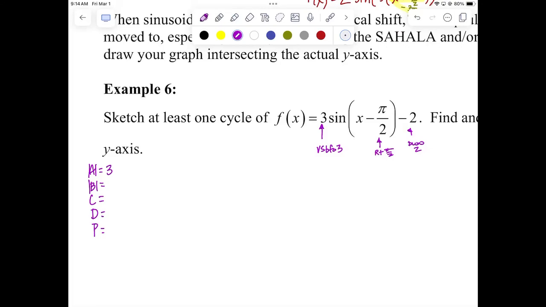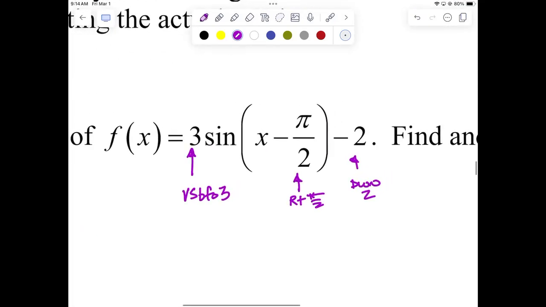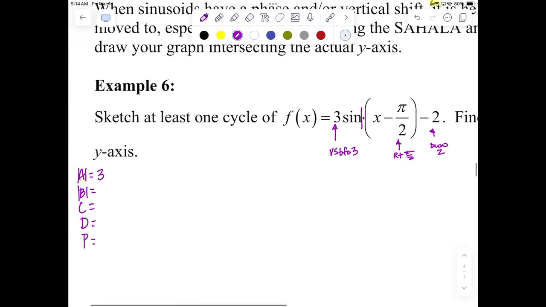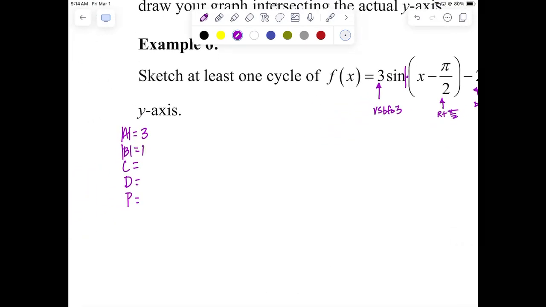How many cycles are we going to see between 0 and 2 pi? What's the B value? The B value is implied to be what here? 1. It's implied to be 1. So we're going to see 1 cycle between 0 and 2 pi. Once you find B, come down and find P. What's our period then? It should be 2 pi over B, which is still 2 pi. If we're going to see 1 cycle between 0 and 2 pi, the period's 2 pi. So I didn't change the period on this one.